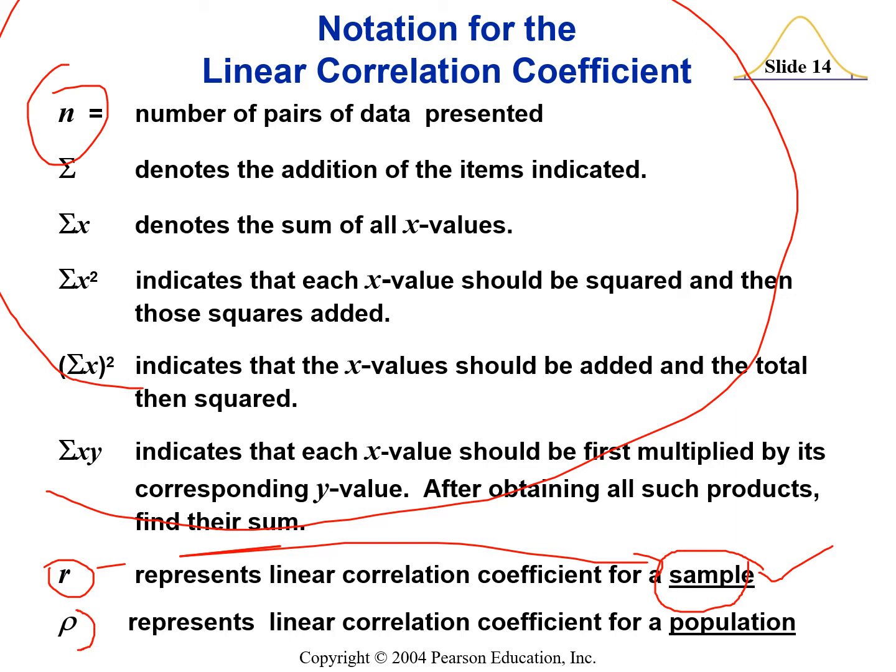This notation is called rho. Rho represents the linear correlation coefficient for a population. So rho is the corresponding parameter of small r, because rho represents the linear correlation coefficient for a population.